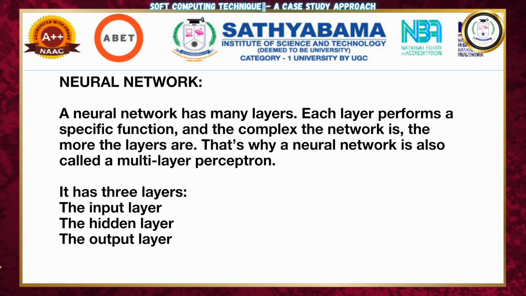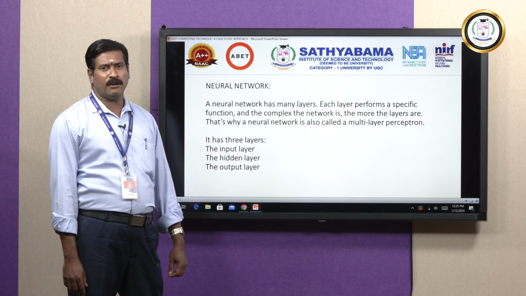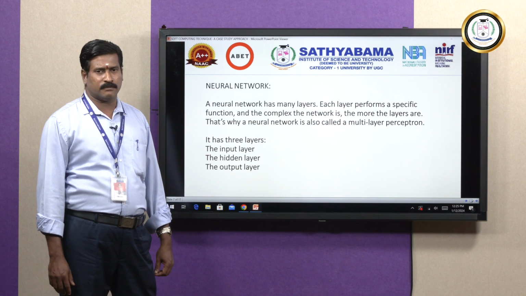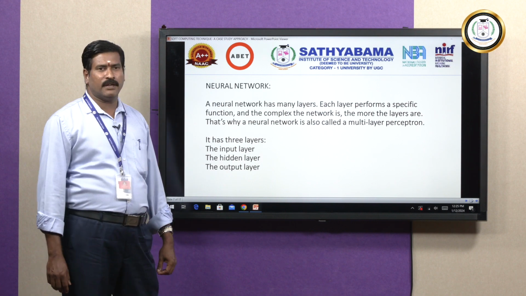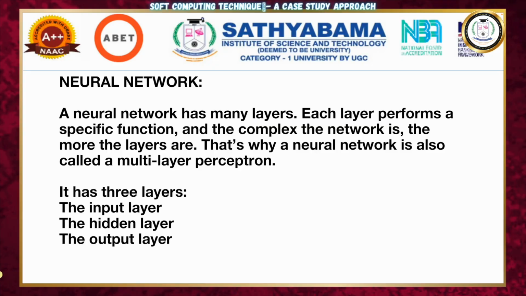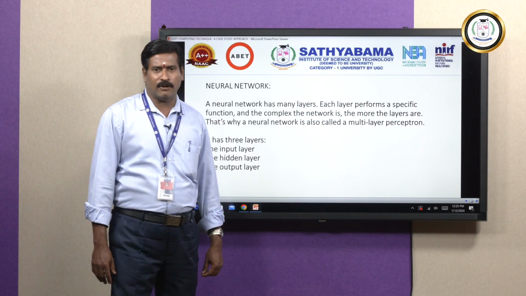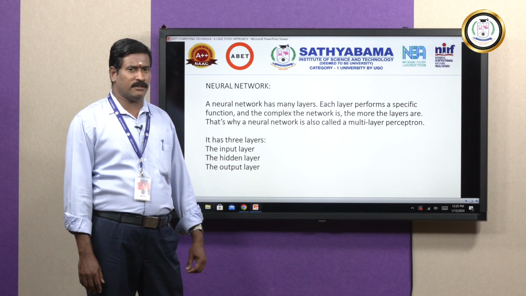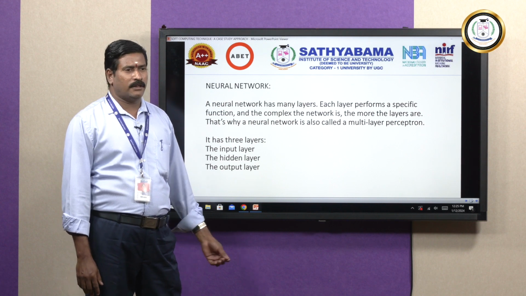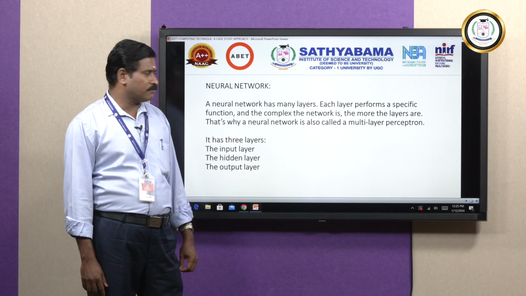Next, the second component of soft computing is the neural network. This neural network is to train the network, so it is mainly the learning and testing process. Each neural network consists of many layers: the input layer, hidden layer and the output layer. The input layer is the values that we are going to give. The hidden layer is nothing but the knowledge. The output layer is what we have extracted from the network.